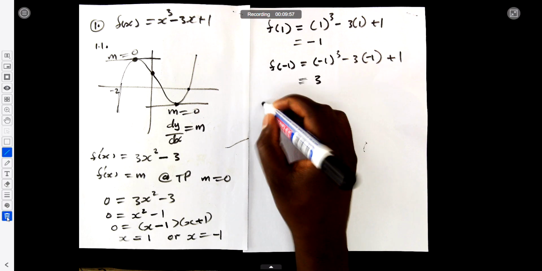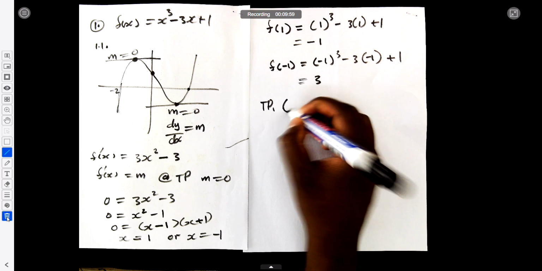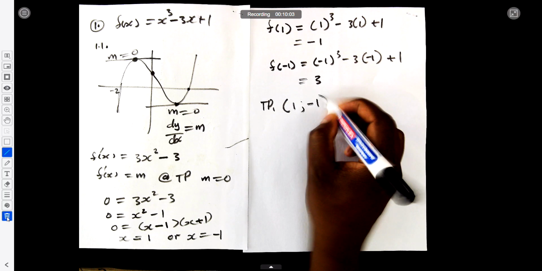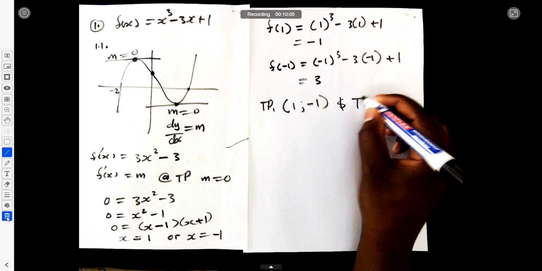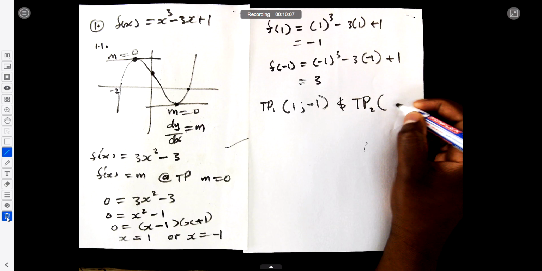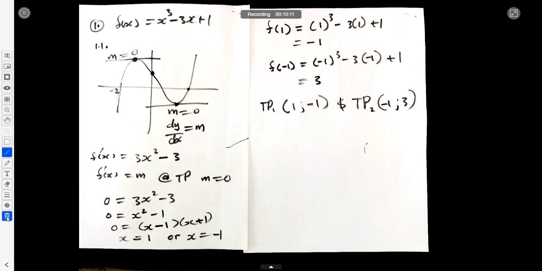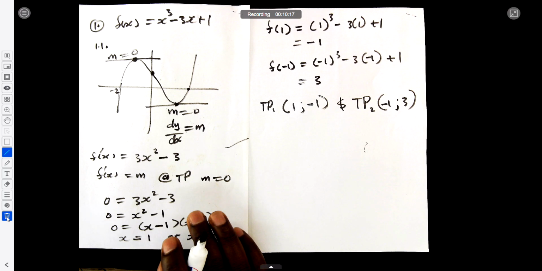So we know that turning point number 1: x is 1, y is negative 1. And the other turning point, if x is negative 1, y is 3. So these are the values of the turning points.